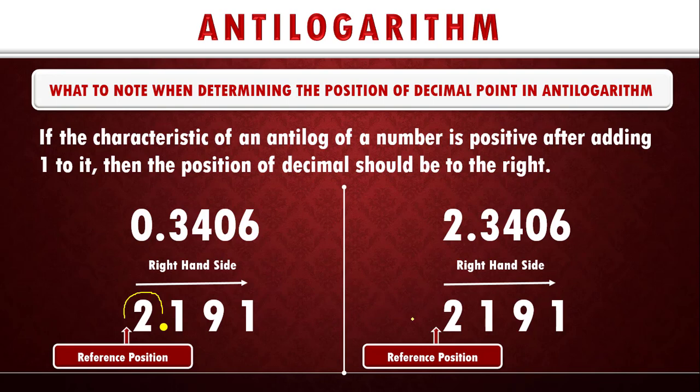So let's see the counting now. We'll count from this reference position towards right. You remember 2 plus 1, that's 3. So let's count the 3. 1, 2, and 3. That means our decimal position will be located here. So our decimal position will be here. And then we have our final answer to be 219.1.